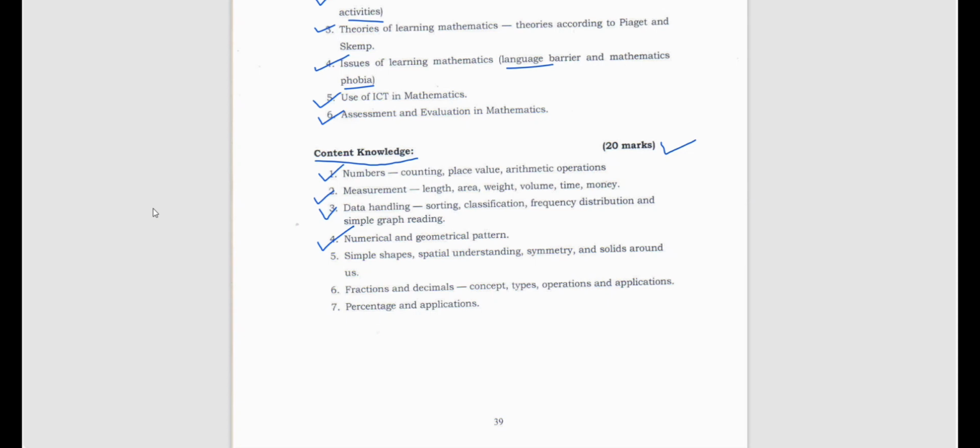Monohybrid cross, dihybrid cross, phenotypic ratio, genotypic ratio. So those things we find out by doing calculations, right? Then we have geometrical patterns. So we have rectangles, triangles, then trapezium, rhombus, circles, right? Then number 5, we have simple shapes. Simple shapes can be spatial understanding, symmetry, and solid around us.